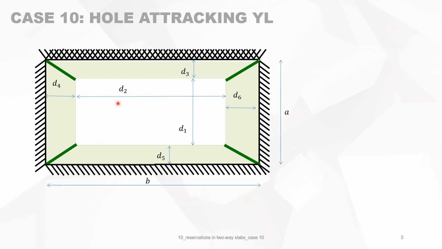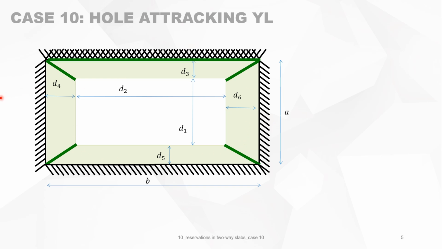There is of course the relationship that D4 plus D2 plus D6 must be equal to B, and D3, D1, and D5 must be equal to A, of course. We draw the yield lines. We are using here in this case 10 tracking yield lines. That means that the yield line goes from the support to the corner of the reservation. We are not using the 60-30 rule because in this case it will not be realistic. So we only consider this is case 10.